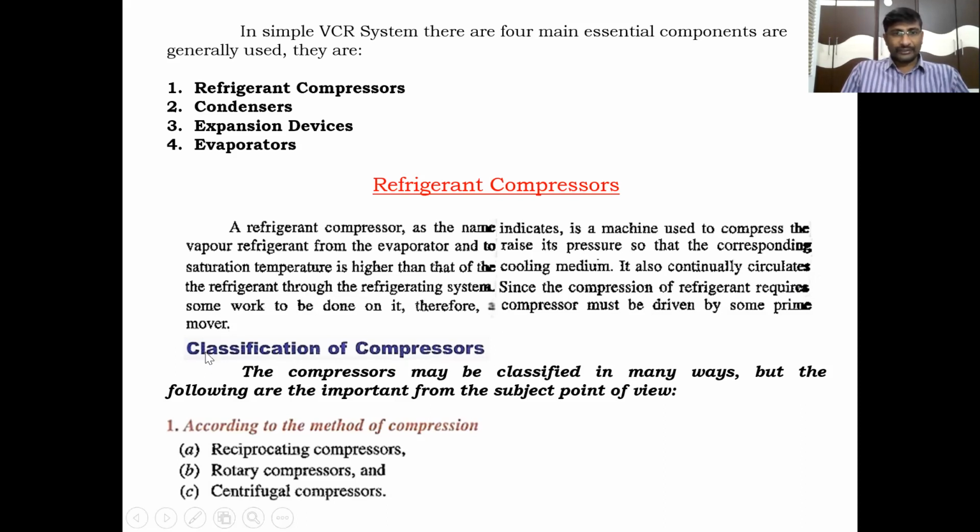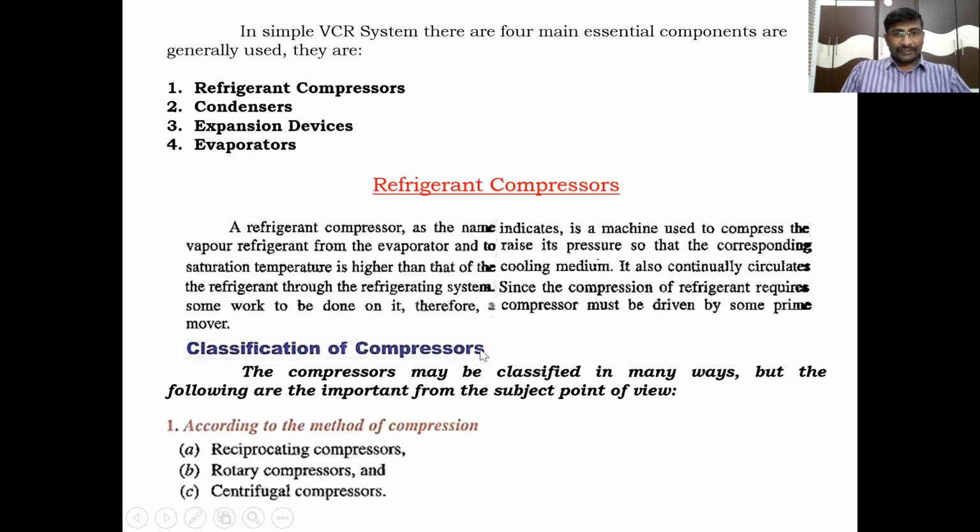Since the compression of the refrigerant requires some work input, we should supply the work input to the compressor. Therefore, the compressor must be driven by some prime mover. Prime mover means the device which is used to run the compressor, to rotate the compressor. In an air refrigeration system, the prime mover is a turbine. In a VCR system, an electric motor is used as the prime mover to supply the power input.